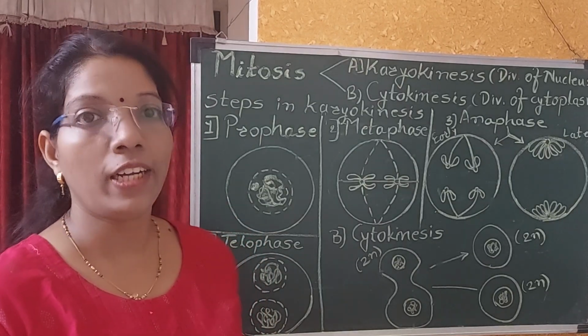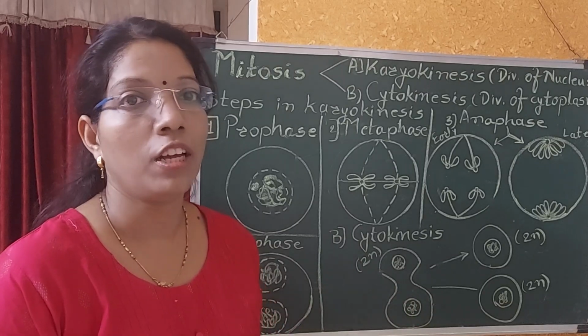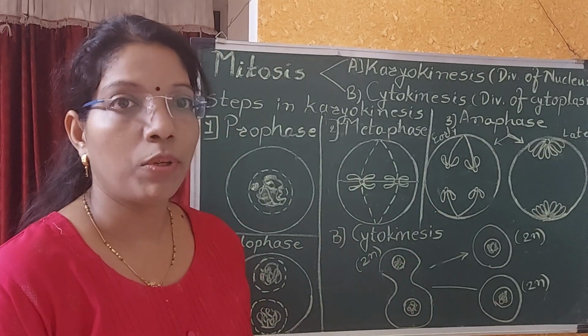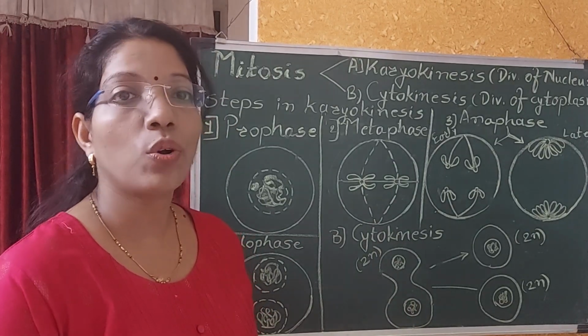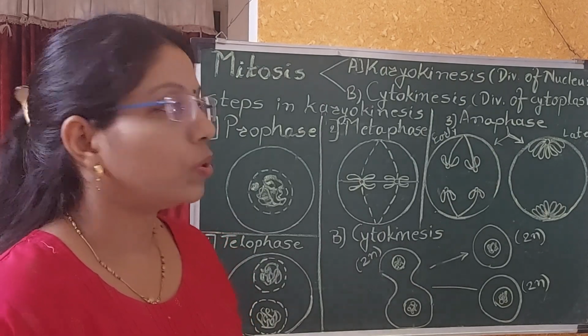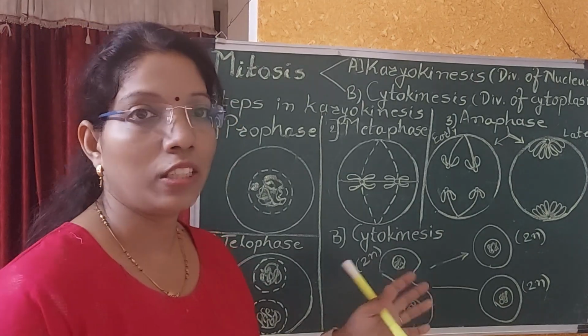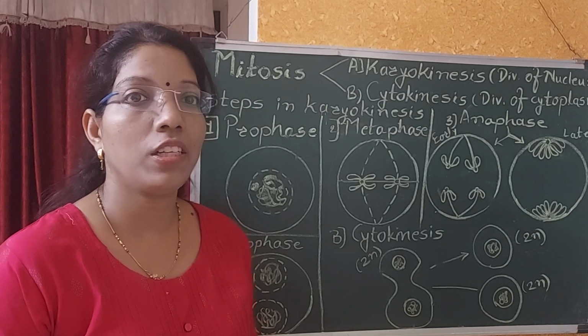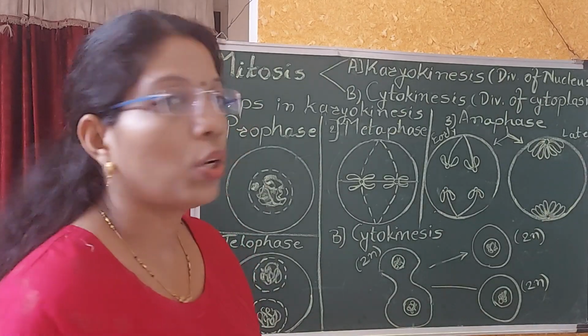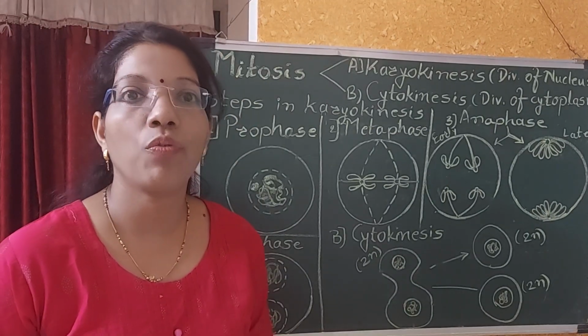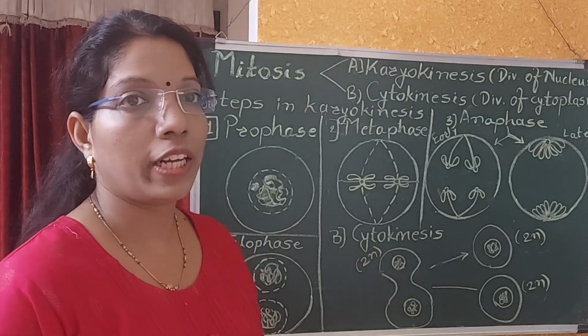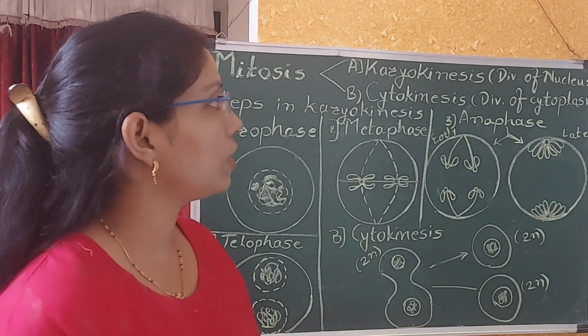The small child develops into an adult person because of this mitosis, because the cells divide and the growth of the body takes place. So the first major significance is growth of the body. Second one is the recovery of wounds. Recovery or healing of wounds takes place because of cell division.